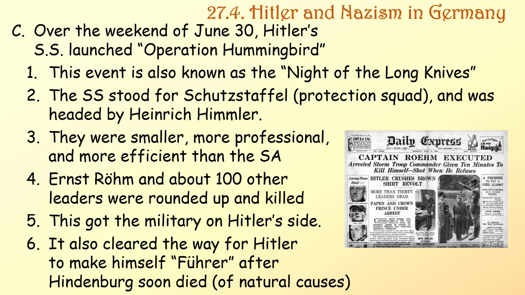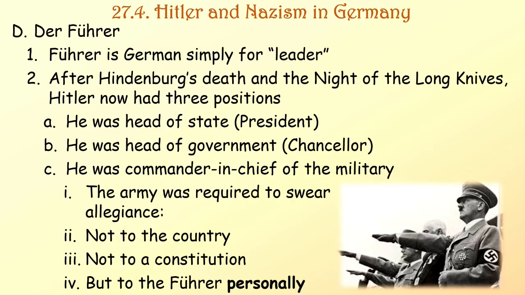The SS stood for Schutzstaffel, Protection Squad, and was headed by Heinrich Himmler. They were smaller, more professional, and more efficient than the SA. Ernst Röhm and about 100 other leaders were rounded up and killed. This got the military on Hitler's side, and it also cleared the way for Hitler to make himself Führer after Hindenburg soon died of natural causes.